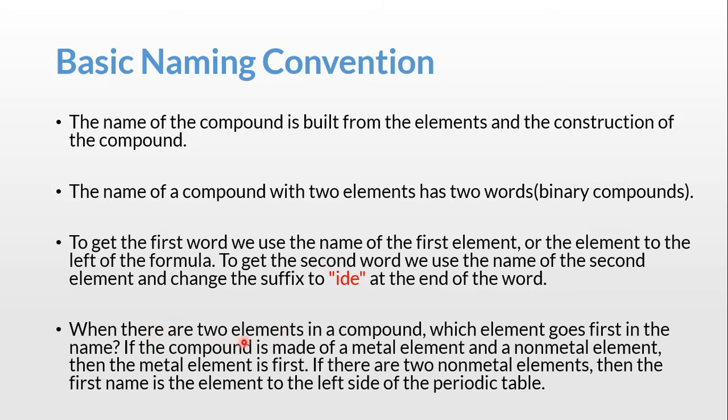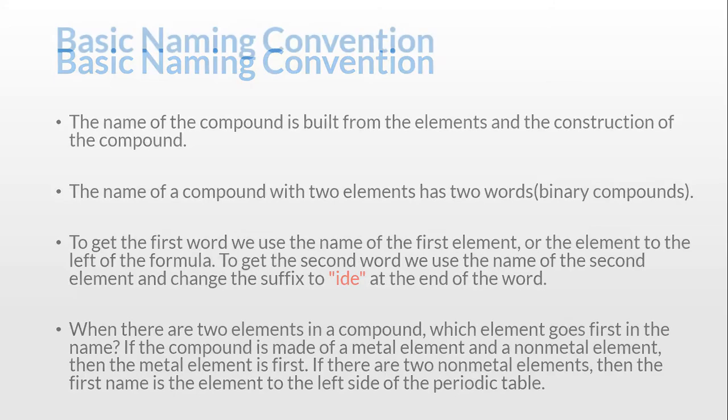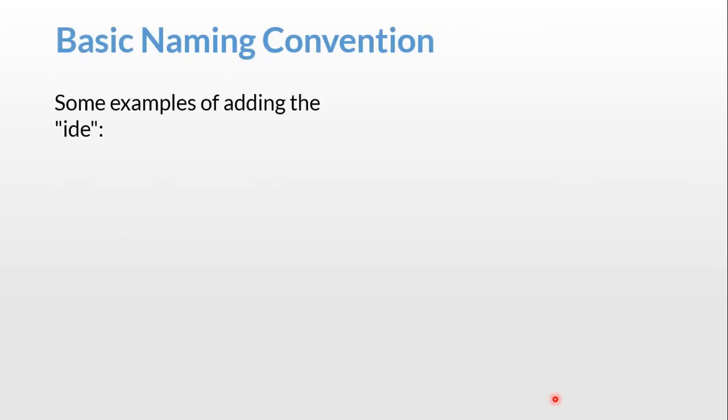When there are two elements in a compound, which element goes first in the name? If the compound is made up of a metal element and a non-metal, then definitely the metal comes first. If the two elements are non-metal elements, then the first name is the element on the left side of the periodic table. So you consider the two non-metal elements, and then you choose which one comes on the left of the periodic table. You use that one first before the second one. The second one, make sure it takes the -ide.